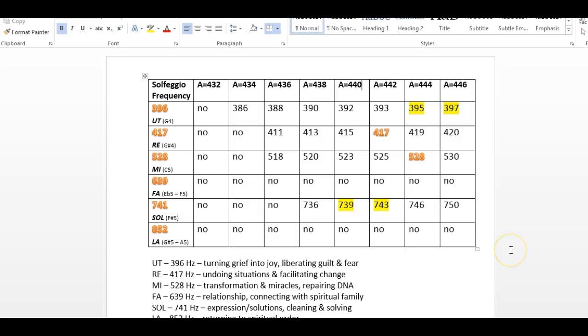Hello, this is Dell here, and I am going to walk you through the Ancient Solfeggio Frequencies scale as compared to the scale that Guido of Arezzo would have used at the time he wrote the hymn to St. John the Baptist.